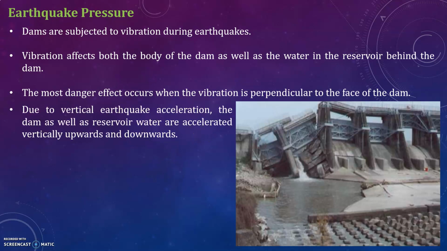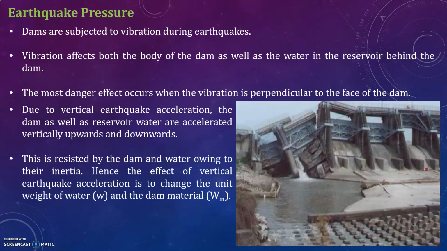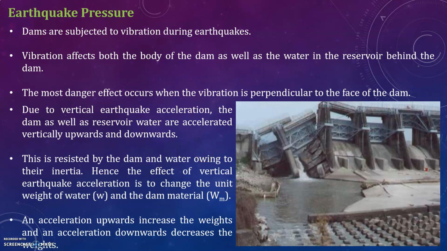Due to vertical earthquake acceleration, the dam as well as reservoir water are accelerated vertically upwards and downwards. This is resisted by the dam and water owing to their inertia. Hence, the effect of vertical earthquake acceleration is to change the unit weight of water, W, and the dam material, Wm. An acceleration upwards increases the weights and an acceleration downwards decreases the weights.